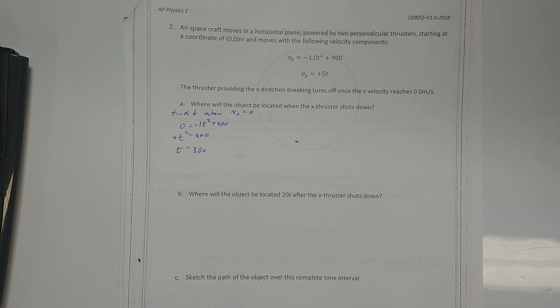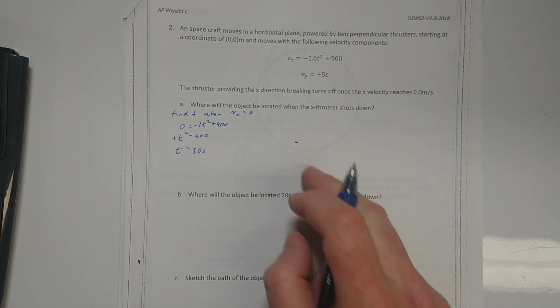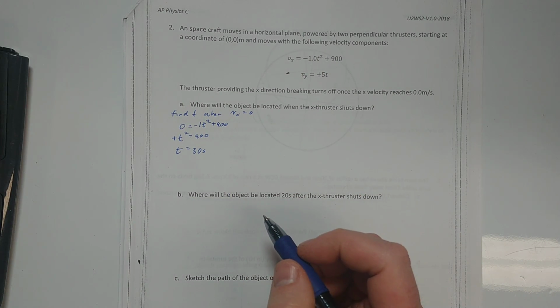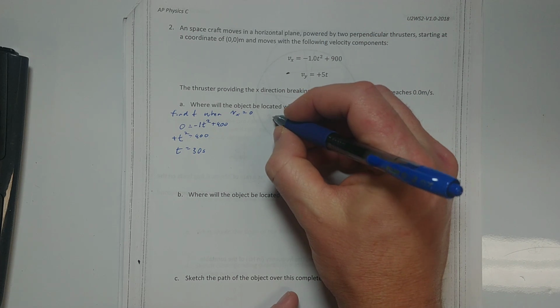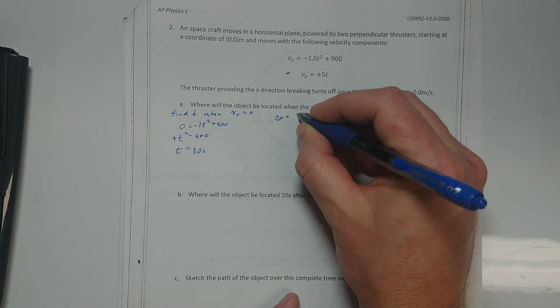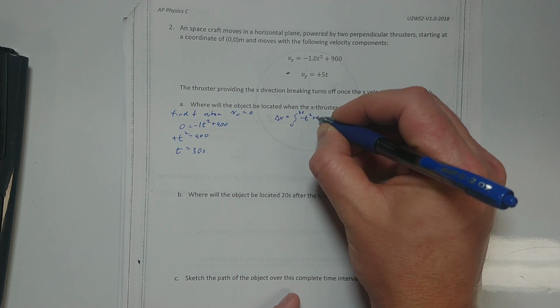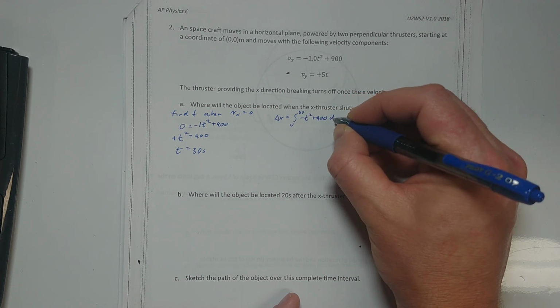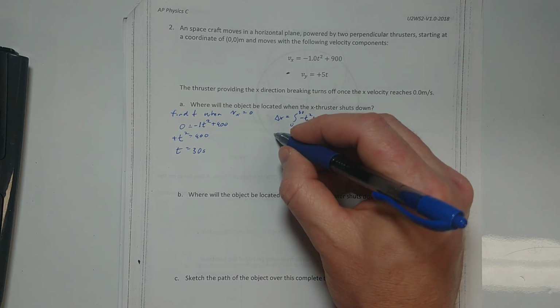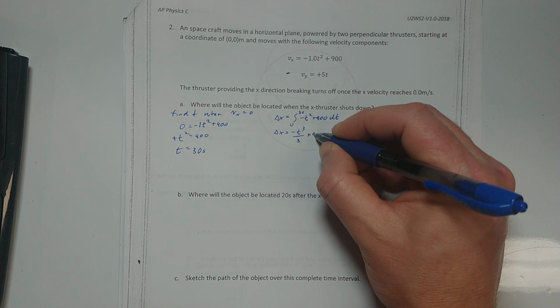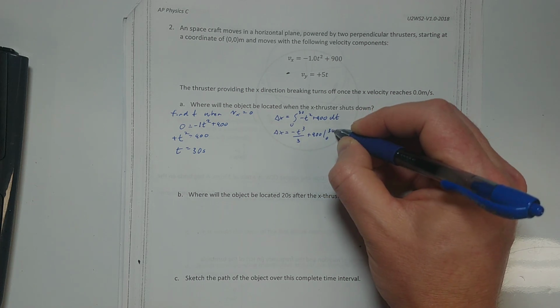So 30 seconds later, everything shut down. So where is it located? Well, we're going to have to take the integral of both these functions, people, and evaluate them over 30 seconds to figure out how far in each direction it moves. All right, so delta x equals the integral from 0 to 30 of negative t squared plus, at least they're nice numbers, 900 with respect to time. All right, so delta x equals negative t cubed over 3 plus 900, evaluate from 0 to 30.